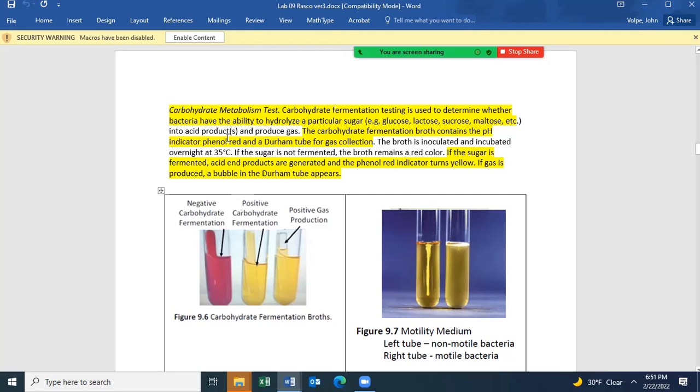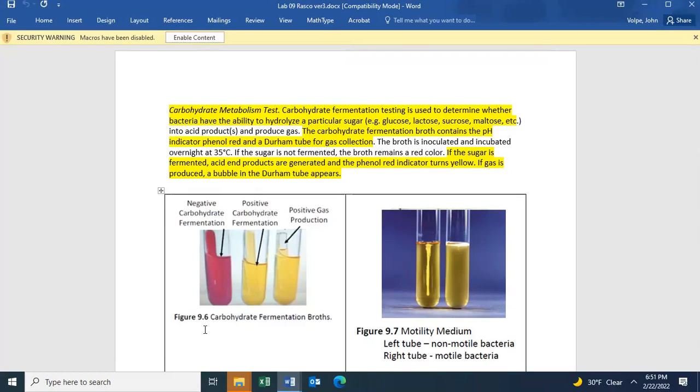All right, for the carbohydrate metabolism test, you have one sugar in there, and that sugar, if it's fermented, will be yellow. And we call that A for acid. And if it's acid and gas, we call that AG. In the case of a negative fermentation, we then mark that negative. There can be different carbohydrates that you can test, such as glucose, sucrose, lactose, mannitol, inulin.